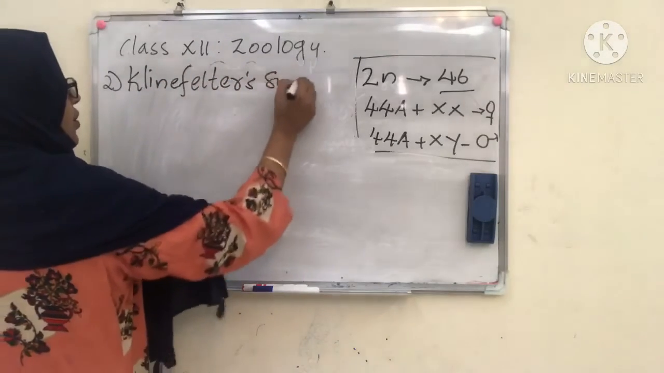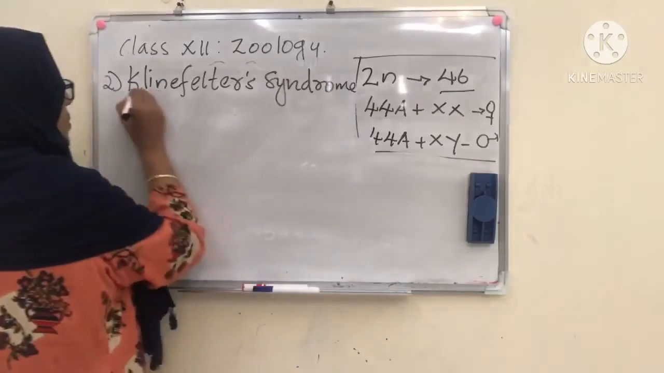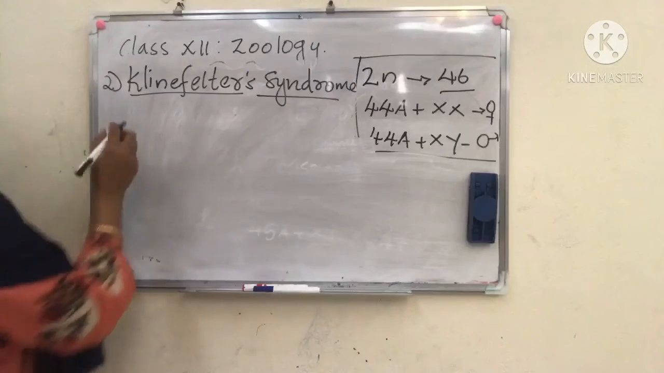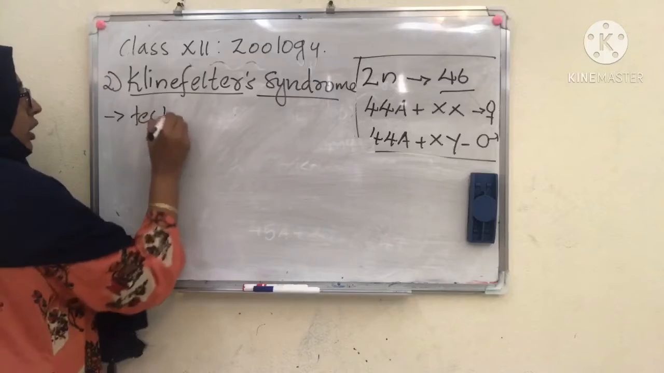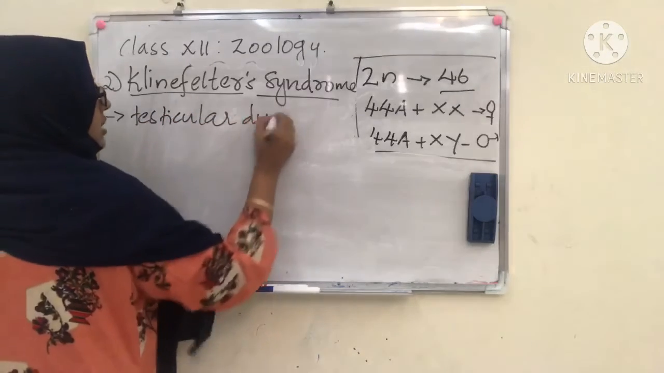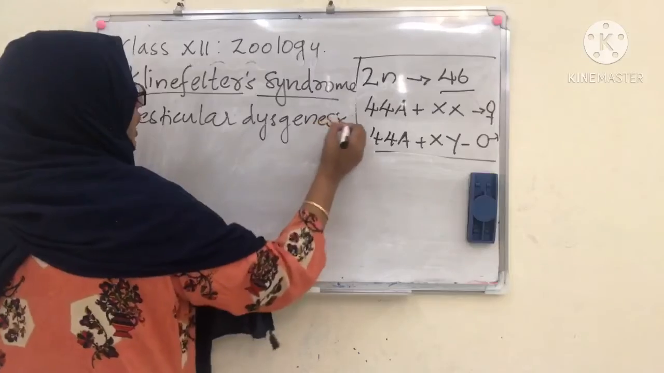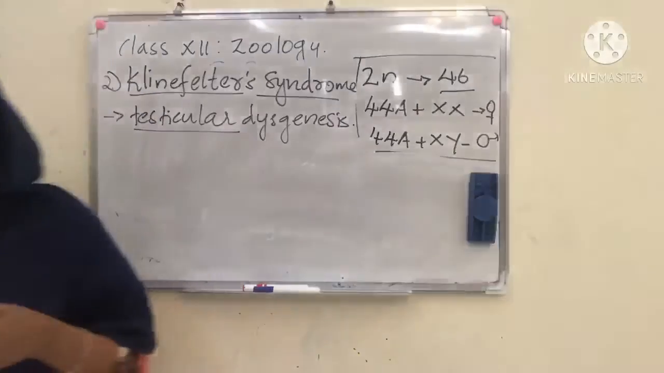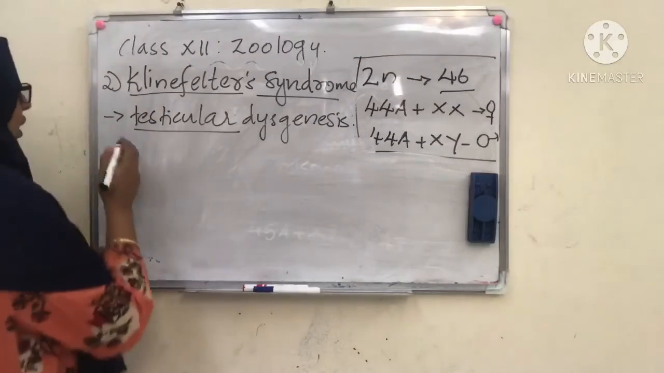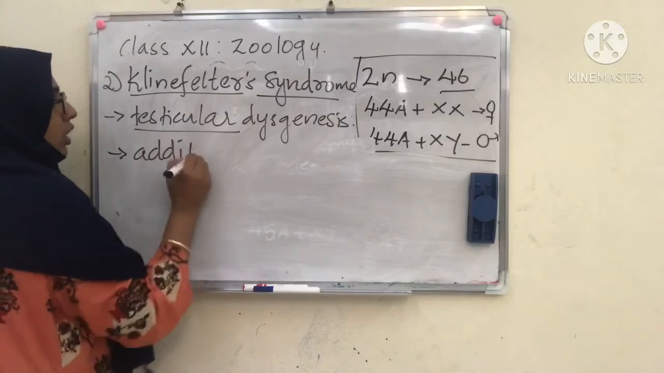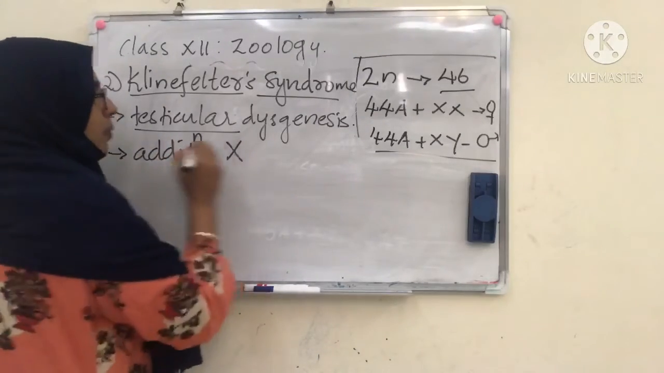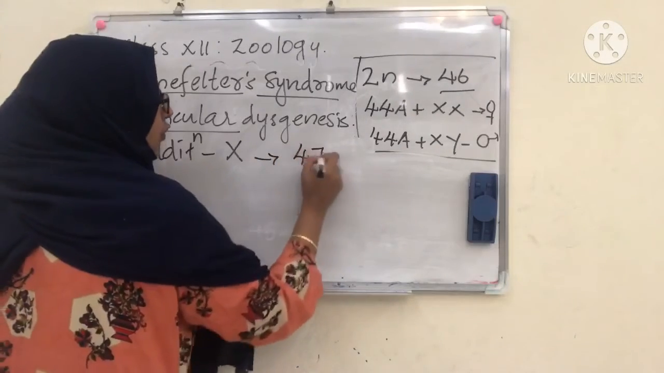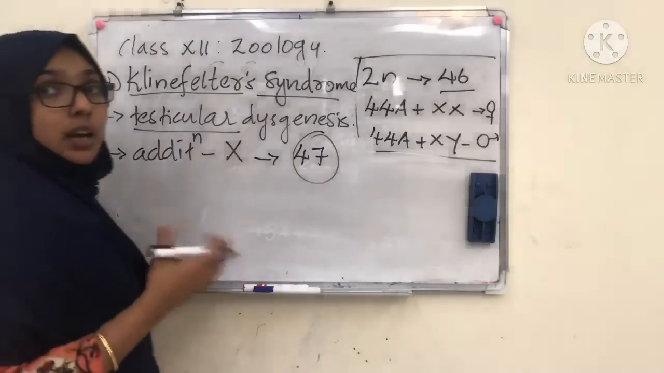Klinefelter's syndrome. This generally affects the male. Another name which is not given in your textbook, you can write: testicular dysgenesis. Testis is seen in male, isn't it? Klinefelter syndrome is seen in male generally. It is due to the addition of an extra X chromosome, which results in 47 chromosomes rather than the normal number.